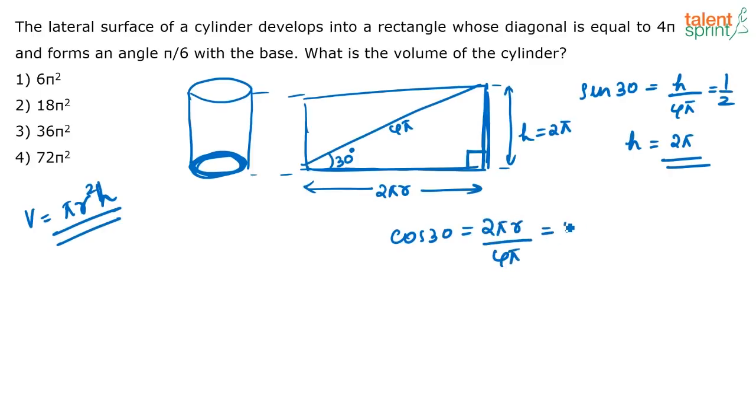Now what is cos 30? Cos 30 you know is root 3 by 2. So what is r then? When you solve this you get r is equal to root 3.